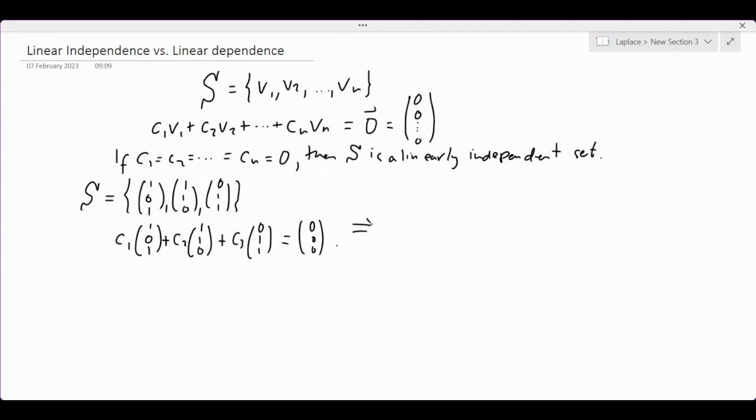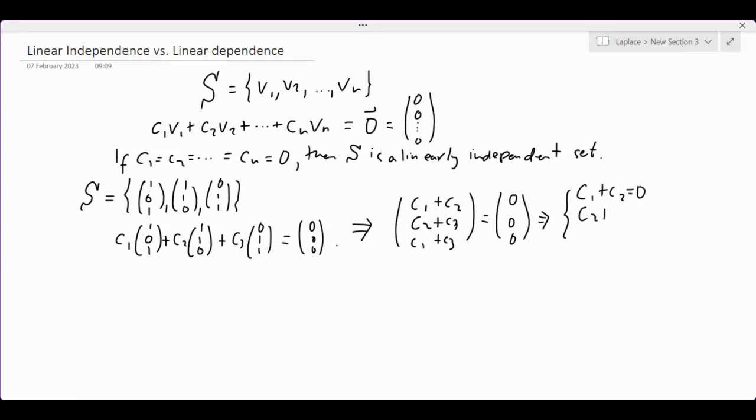Now, incidentally, to solve for the C values, we will have to combine the three vectors on the left-hand side of the equation into a single one. And so this gives us C1 plus C2 for the first component, C2 plus C3 second, and C1 plus C3 in the last component. And this is supposed to be equal to the zero vector. In turn, this gives rise to a system of equations where the equations are C1 plus C2 equal to 0, C2 plus C3 is equal to 0, and C1 plus C3 being equal to 0.